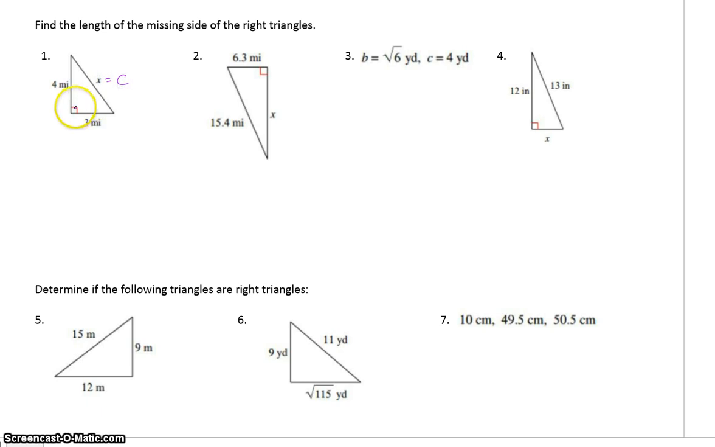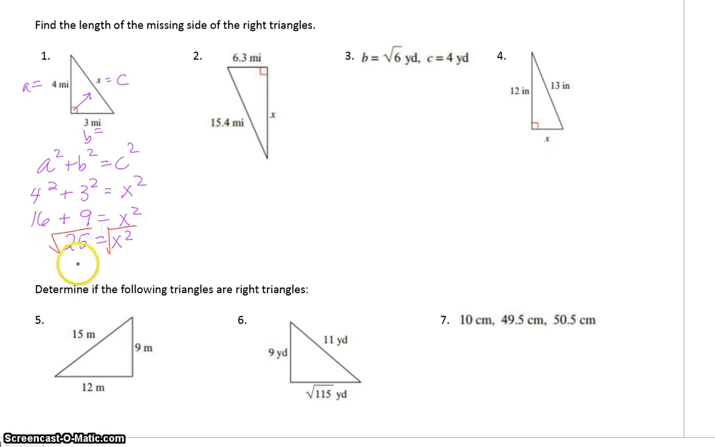After you know that c is across from the right angle, it's the hypotenuse, a and b do not matter. You can make this one a and this one b, or vice versa. So if we plug into the formula, a squared plus b squared equals c squared, we get 4 squared plus 3 squared equals x squared. 4 squared is 16, 3 squared is 9, combine like terms, and we get 25 equals x squared. However, we don't want x squared, we want x, so to get rid of the square, we have to square root both sides, and we get x is equal to 5.